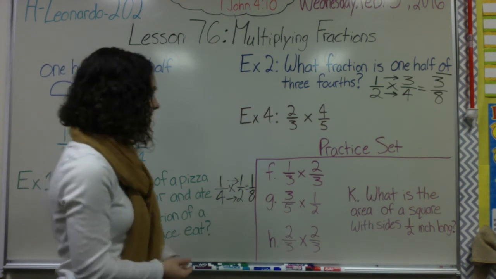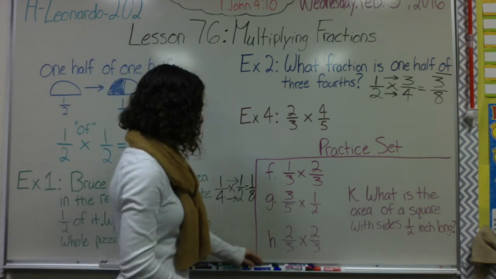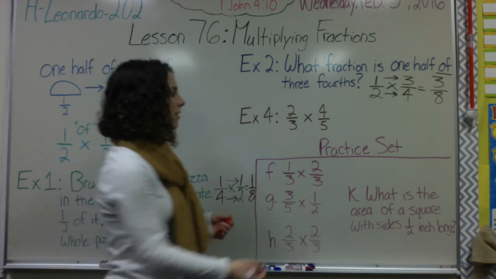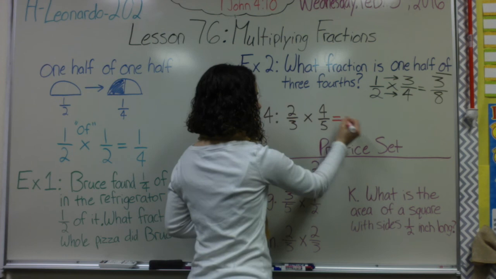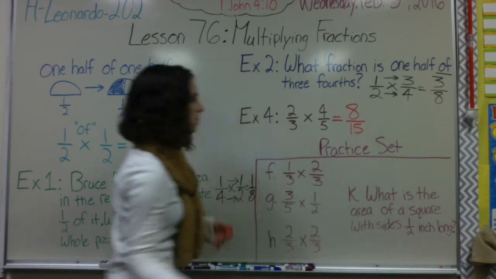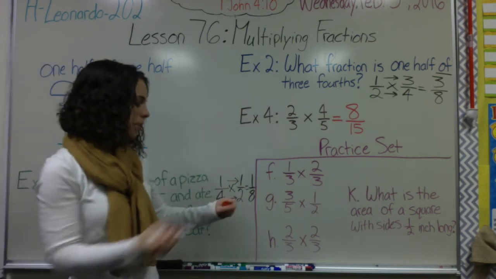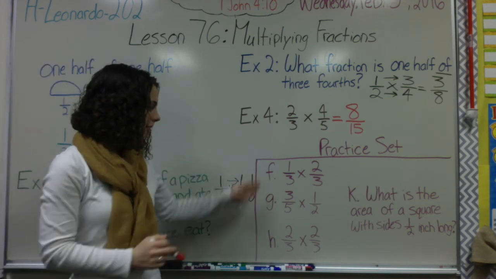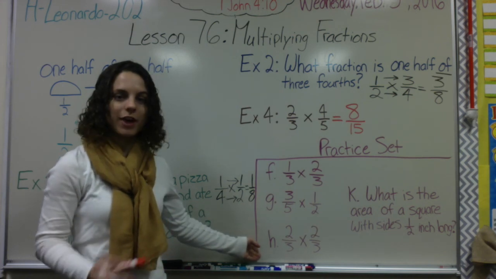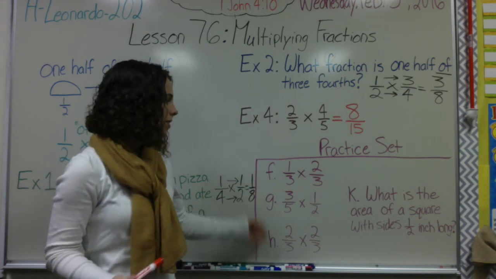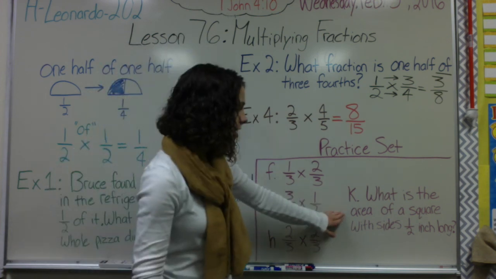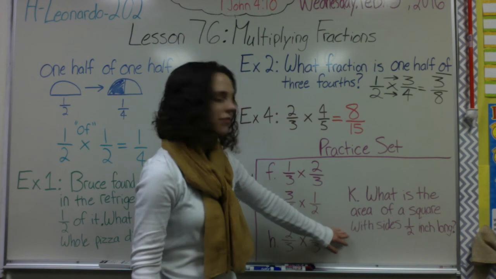Example 4 says 2/3 times 4/5. Go ahead and try this by yourself. It should be pretty easy. And your answer should be 8/15. All right, so you should be able to do these practice set problems now. Letters F, G, and H, multiplying just straight across. Find the product of the fractions. And then letter K says, what is the area of a square with sides 1/2 inch long?